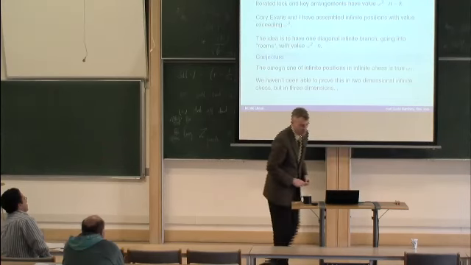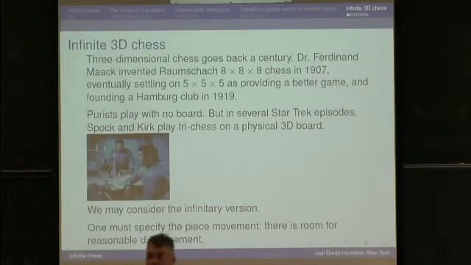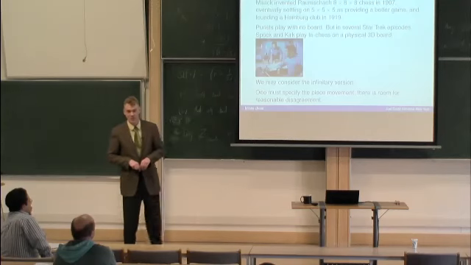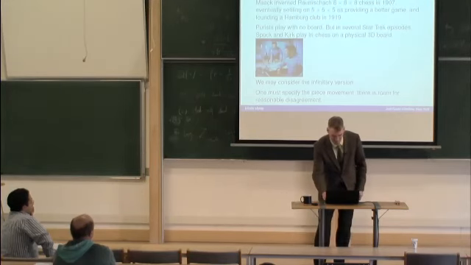We conjecture that the omega 1 of infinite positions in infinite chess is true omega 1. We had a proof idea, but it didn't work in two-dimensional infinite chess. But we were able to make the argument work in 3D chess, which is a much older concept than you think. It was first defined in 1907. Not infinite 3D chess, but just finite 3D chess. He started with 8 by 8 by 8, but then went to 5 by 5 by 5. And it's featured in many episodes of Star Trek.